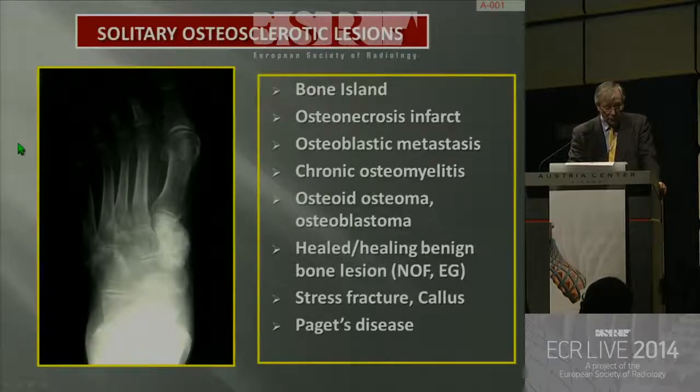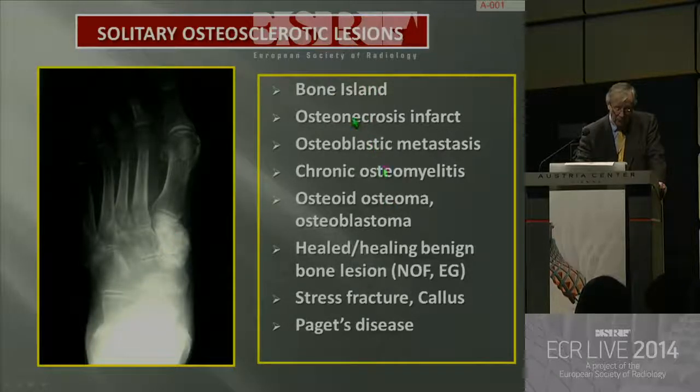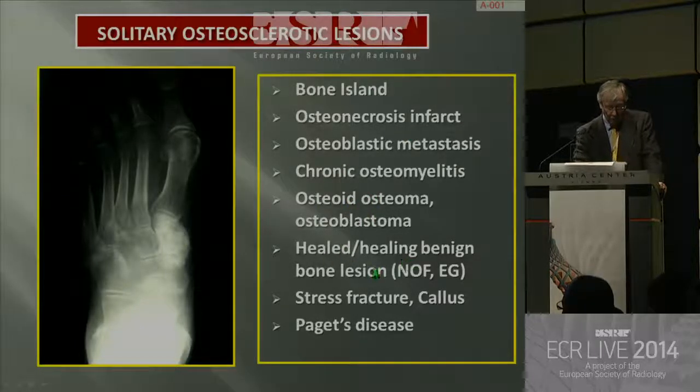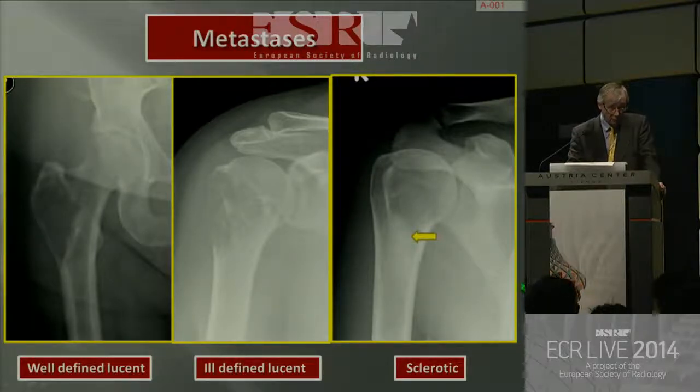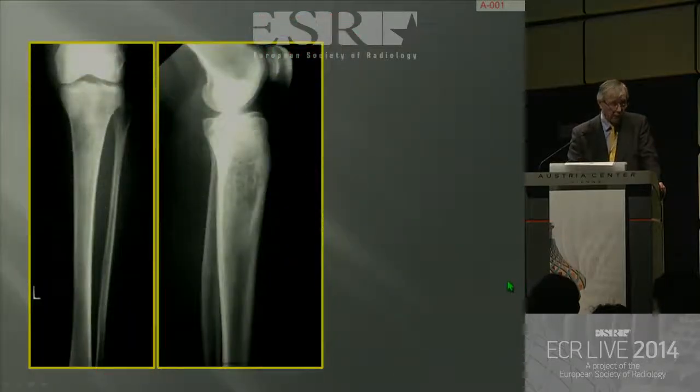So, solitary osteosclerotic lesions. Here's Paget's disease of one of the tarsal bones, and bone islands, necrosis, infarcts, osteoid osteoma, healed bone lesions, stress fractures are all in that list of lesions. One other message to take away is metastases. Metastases can look like anything. So you can have a well-defined lucent metastasis, an ill-defined lucent metastasis, or a sclerotic metastasis. So remember, always have metastatic disease in your mind.